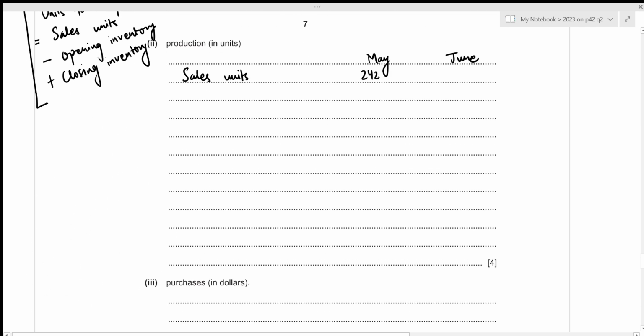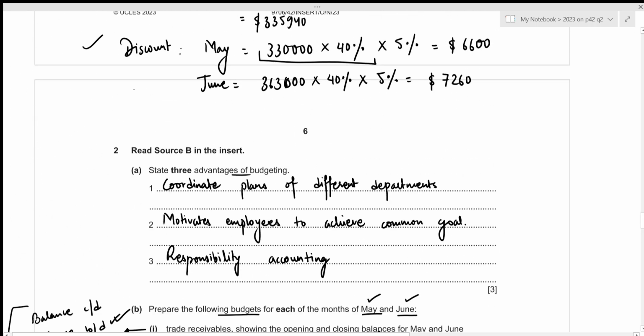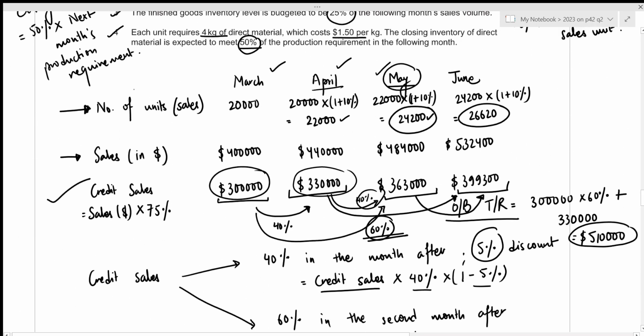So 24,200 and 26,620. Then the next step would be to subtract the opening inventory and add the closing inventory. And we were given the criteria in order to calculate the closing inventory. So that's the criteria to be applied while calculating our opening inventory as well. Because remember that opening inventory is just the closing inventory of last month.